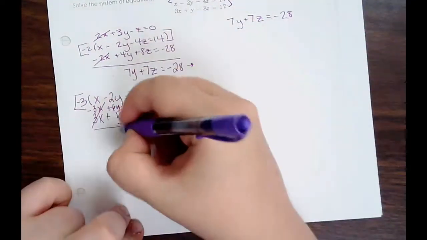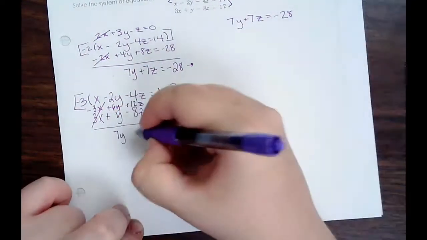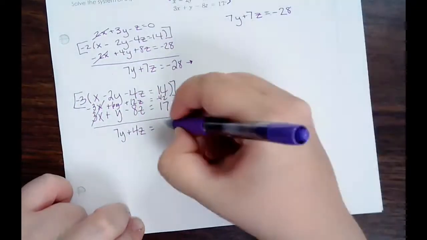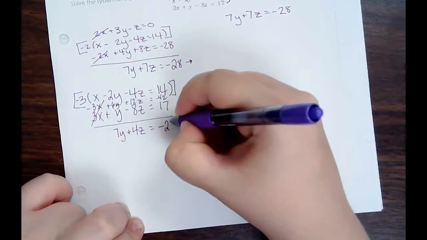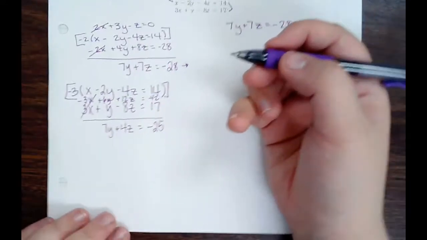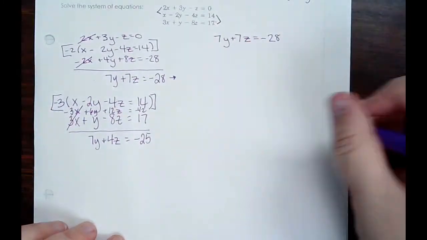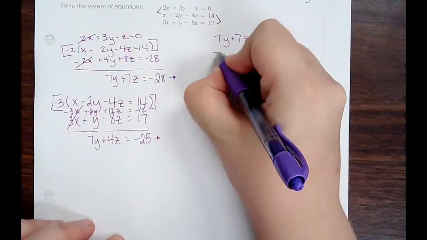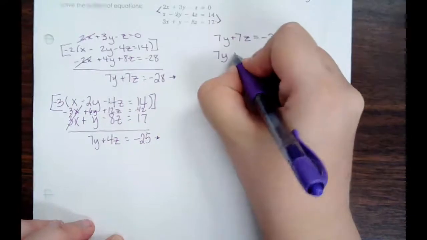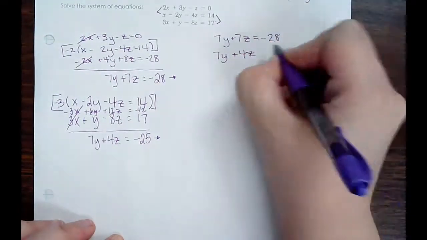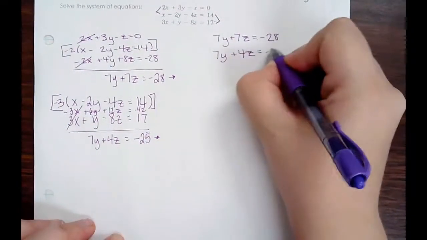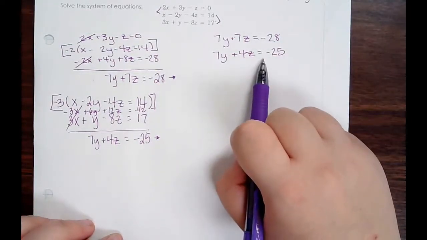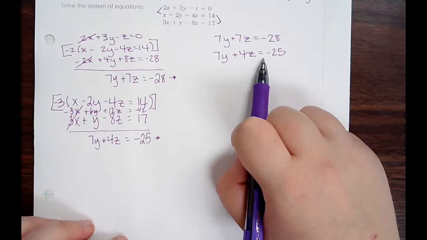My x's cancel. I get 7y plus 4z equals -42 plus 17, which is -25. Sweet. Now what I can do with this is I can bring it over here next to my other equation. And I can solve this system of equations in two variables the way that I'm used to.